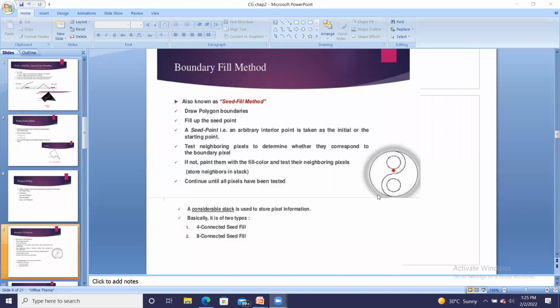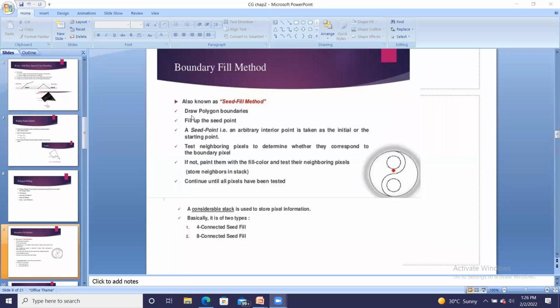So consider any polygon here. If it is a circle, then consider this circle, and the point which is lying inside is considered as seed point. So it is considered as inside point, and we start coloring from this pixel. We start coloring from this particular pixel, which is considered as inner point or seed point. Okay, so how this method works? So let us learn it.